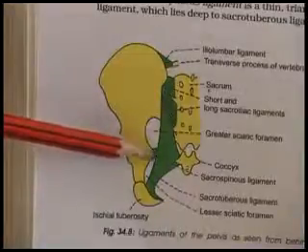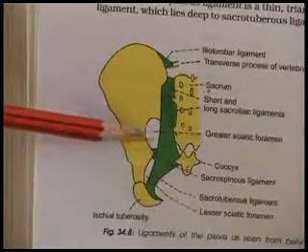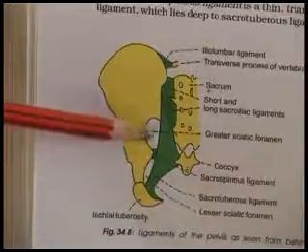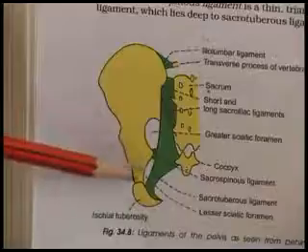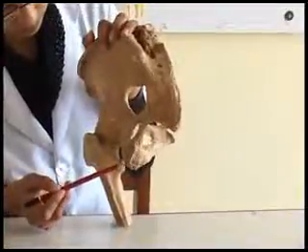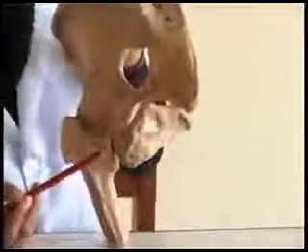These two ligaments convert the greater sciatic notch and the lesser sciatic notch into the greater sciatic foramen and the lesser sciatic foramen. This specimen shows the ischial tuberosity, and arising from it is a strong sacrotuberous ligament going up to the sacrum, the posterior inferior iliac spine and the posterior superior iliac spine.